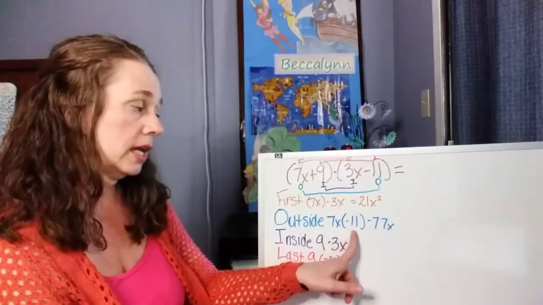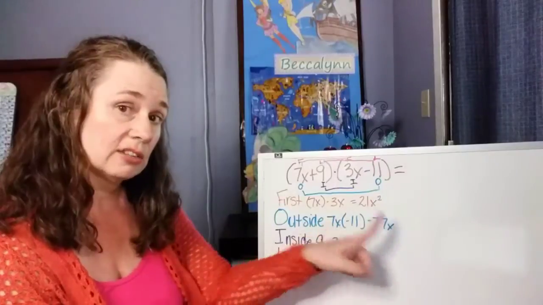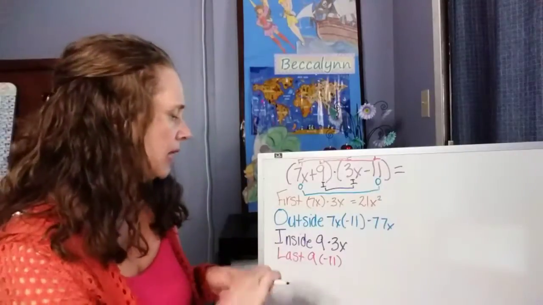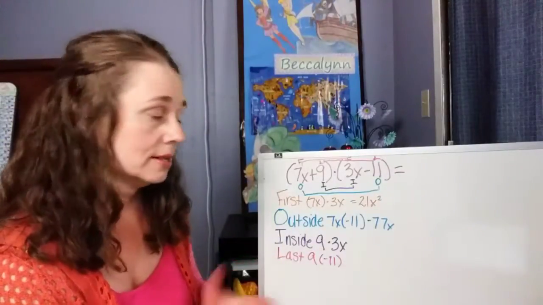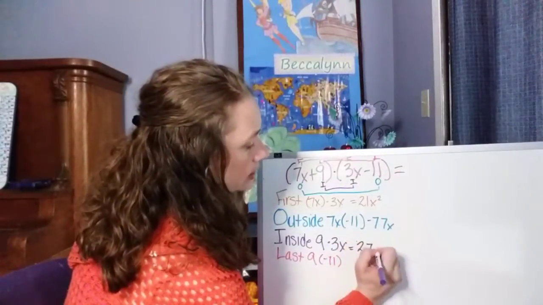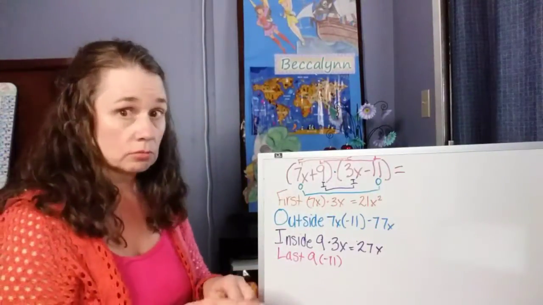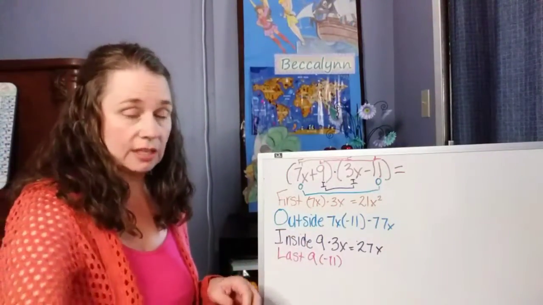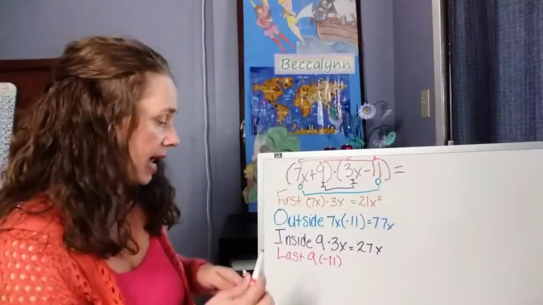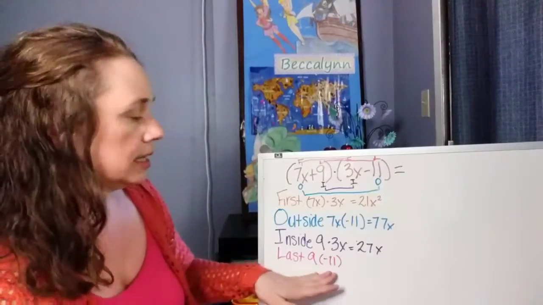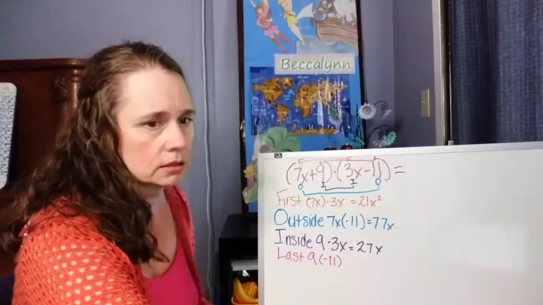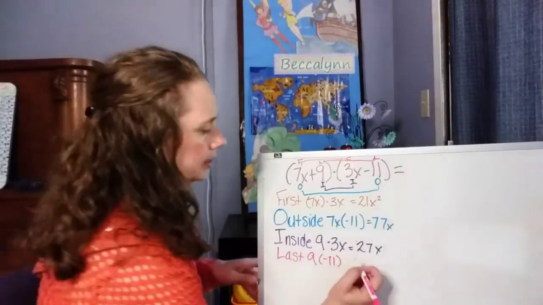Because remember, when you have a negative number and a positive number and you're multiplying, the negative goes along with the answer. And then we have, grab my purple, then we have 9 times 3x. So 9 times 3 is, right, 27x. And they're both positives, so we don't need to change anything. And I need to remember to put my equals sign right there. And lastly, we have 9 times negative 11. And that is going to give us a negative 99.